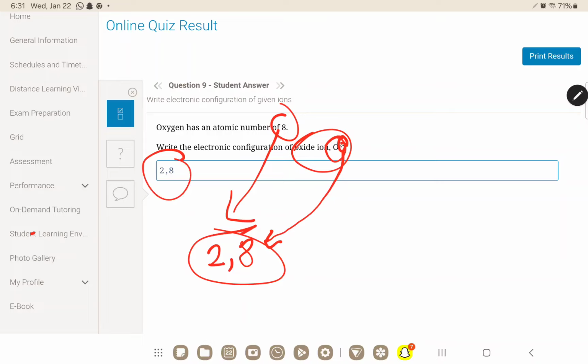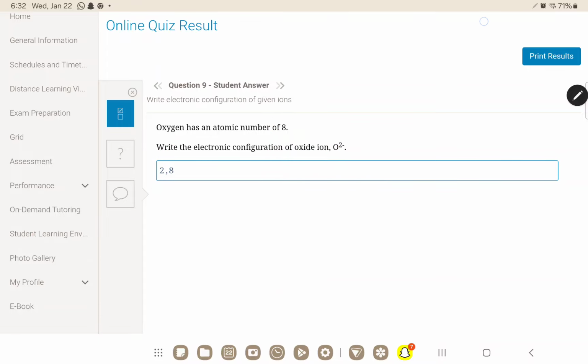And if you want to check if your electronic configurations are right, look at your periodic table. The electronic configuration has to be like any of the noble gases. So when you add them, it has to be one of the noble gases' atomic number.